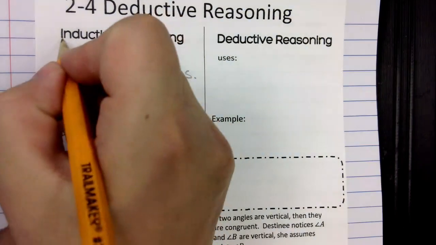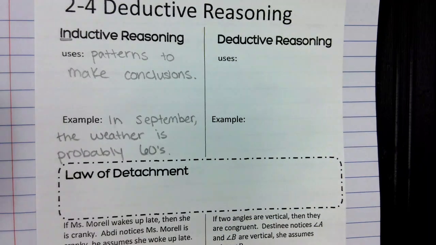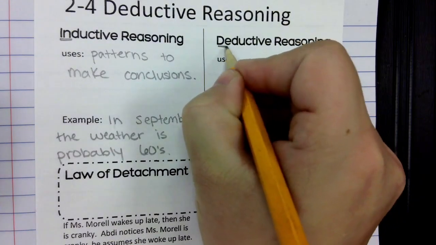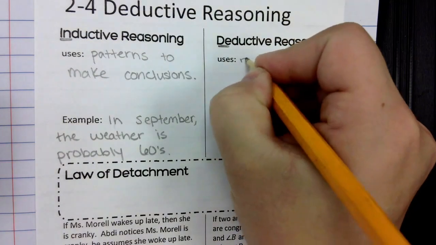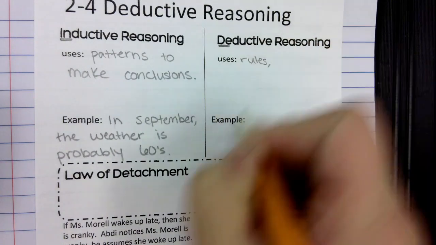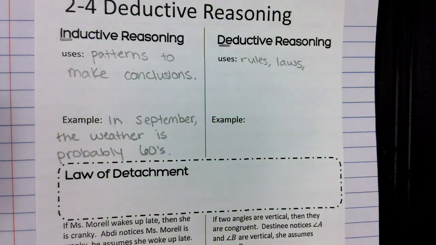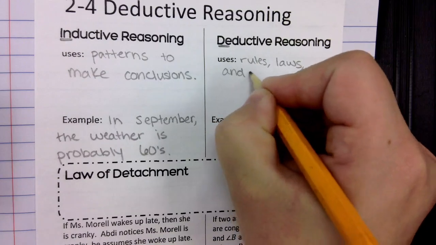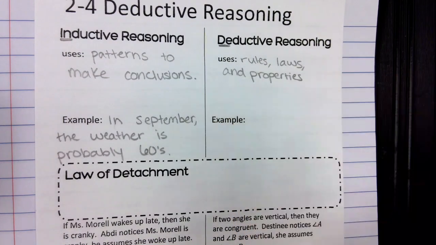Today we're going to be talking about deductive reasoning. Deductive reasoning uses rules, laws, and properties. When we talk about properties, we're going to talk about math properties, not like the property you own. Okay, rules, laws, and properties to make conclusions.